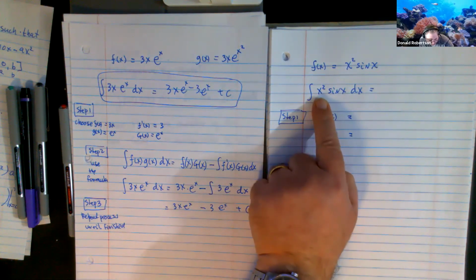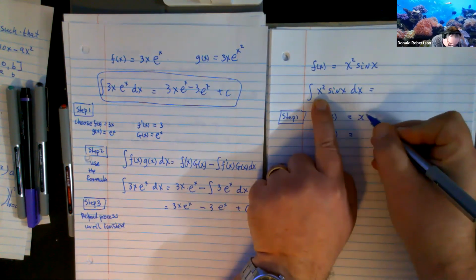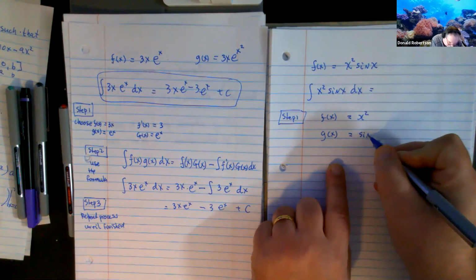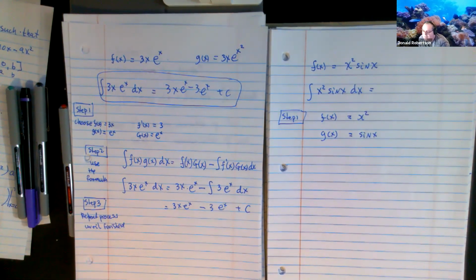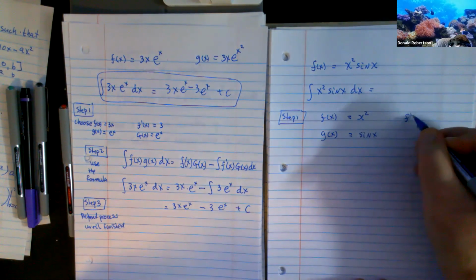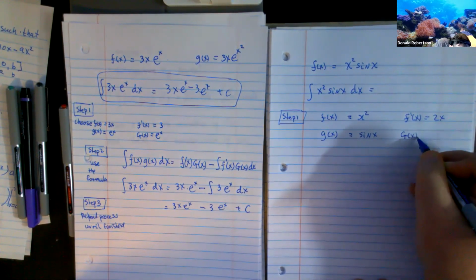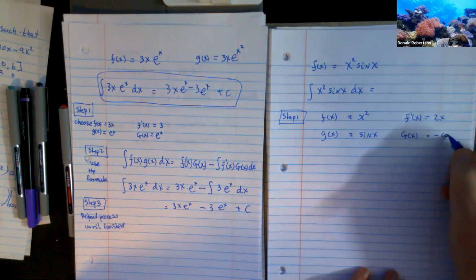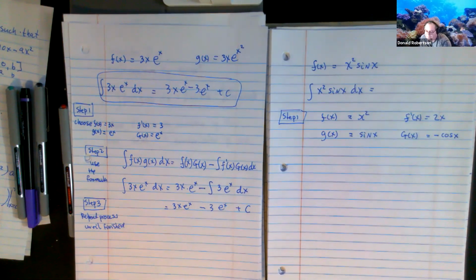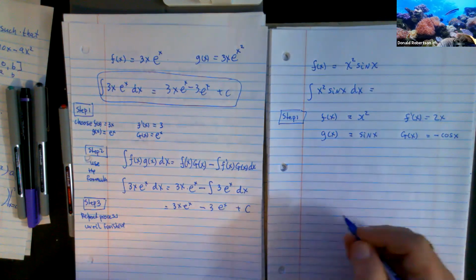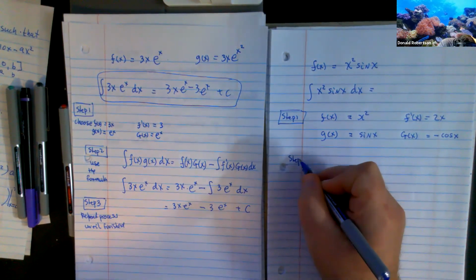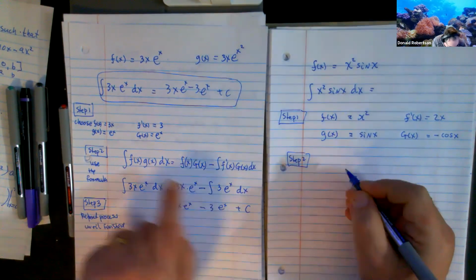Would you agree that the x squared and the sine x is the most natural way to split this thing up, right? X squared is the first guy, sine x is the second guy. Now, while I'm at it then, the derivative here is 2x and the antiderivative here is negative cosine x. Right, when you integrate a sine, you get a negative cosine. So that's step one done. Now step two would be to use this formula.